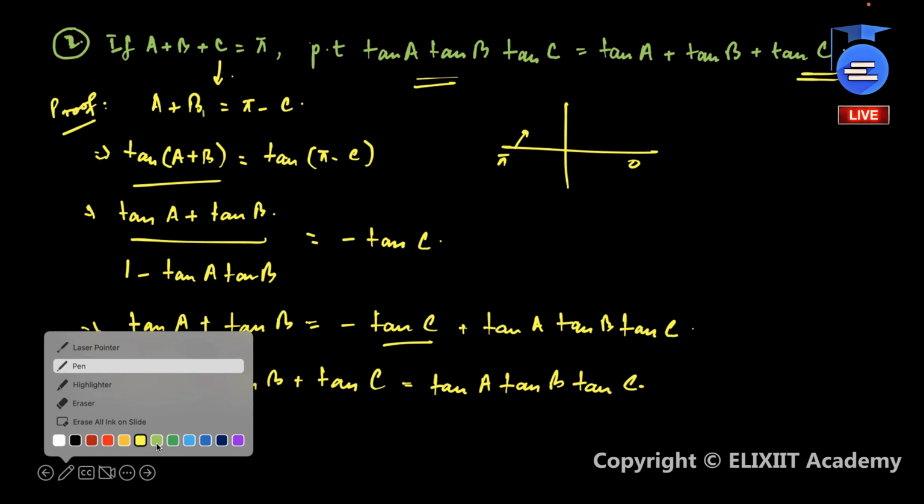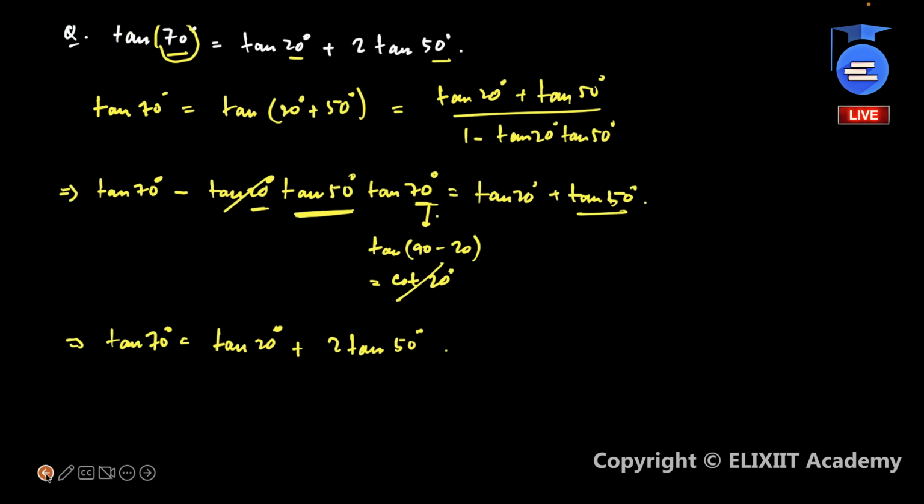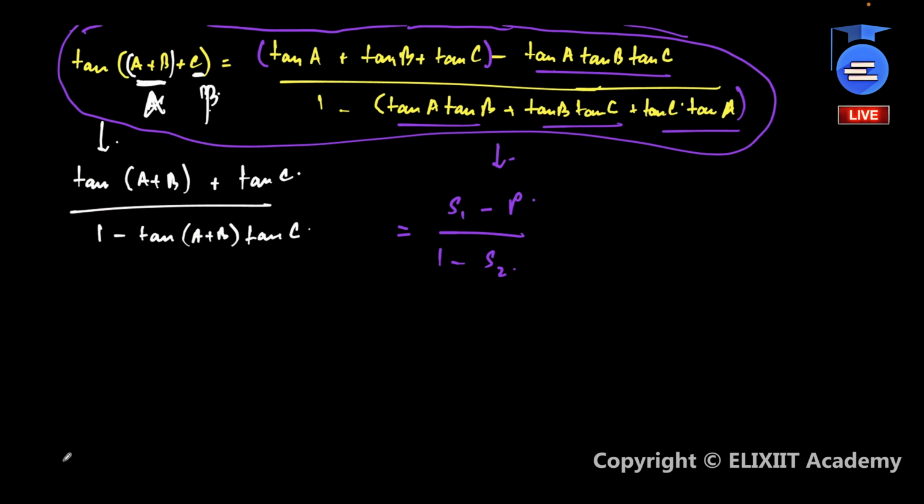One more way you can prove this is using the formula of tan A plus B plus C. I hope you remember the tan A plus B plus C formula. I gave you this formula. If you use the formula of tan A plus B plus C, then it may happen that the number of steps is reduced. If you have this formula, you better use it.